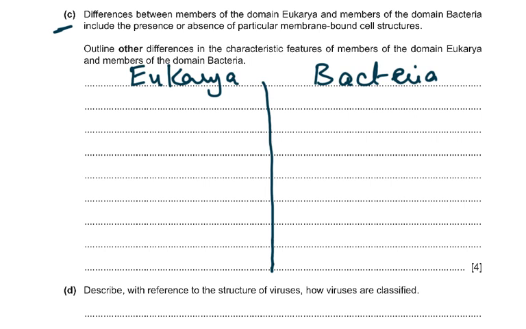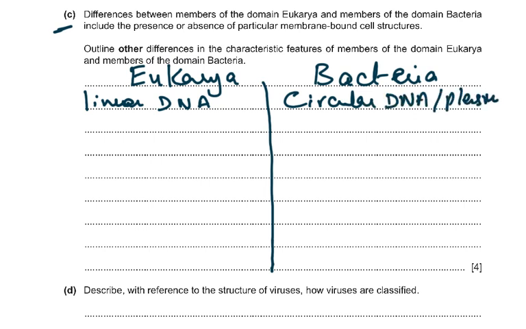Where does it say do not draw a line? So what does it have? Linear DNA. And this has plasmids or circular DNA. Or you could have said plasmids present, which are also circular DNA. Then histones, no histones. Then cell walls only in some Eukarya, cell walls in all bacteria. Then cellulose in cell walls in certain Eukarya. Peptidoglycan in the cell wall of bacteria.